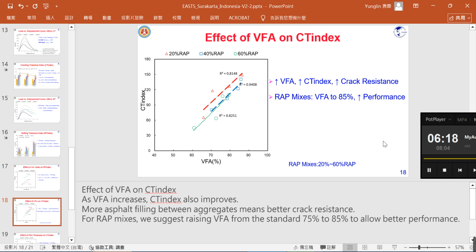Effect of VFA on CTindex. As VFA increases, CTindex also improves. More asphalt filling between aggregates means better crack resistance. For RAP mixes, we suggest raising VFA from the standard 75% to 85% to allow better performance.